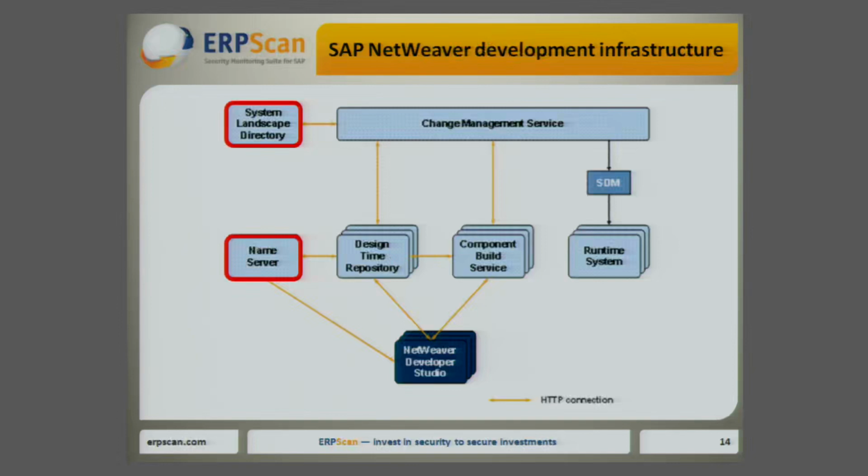Software Landscape Directory, or SLD, plus name server. The name server guarantees the uniqueness of object names. SLD provides management of available products and components and their names. So it is a central source of system landscape information relevant for the management of the software lifecycle.